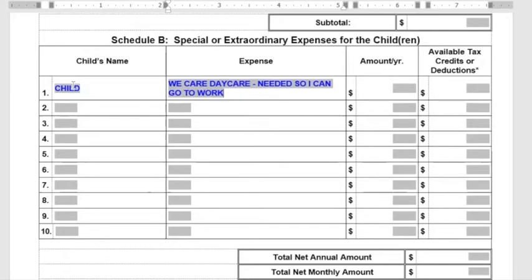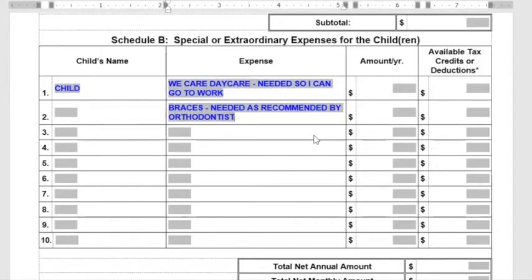The why. Why is this expense necessary on the one hand, perhaps, or in the best interest of the child? Let's do a different one. Braces. Okay. Needed as recommended by orthodontist. Okay, not every single expense is going to be so clean and easy. Let's say swimming program, right? Okay, child needs exercise.